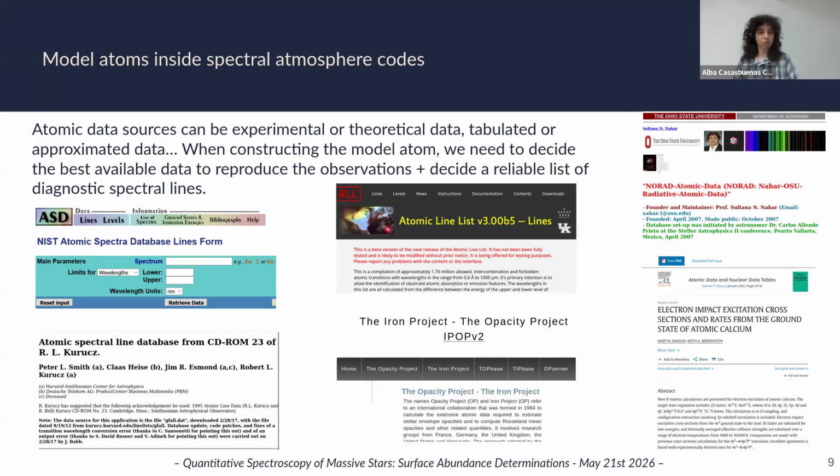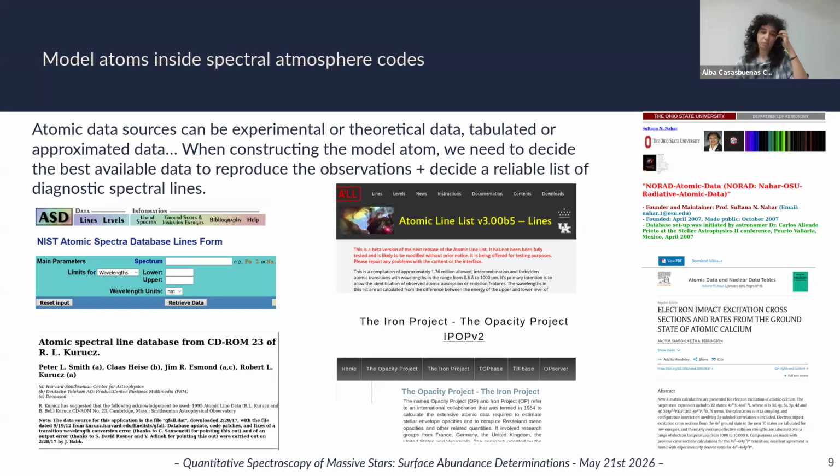When one has to construct a model atom, it's important to decide what is the best available data that we have and test it, and decide what's the best that can reproduce the observations correctly. And like we said before, when it can't, decide what is the reliable list of diagnostic spectral lines that we can use for our analysis.